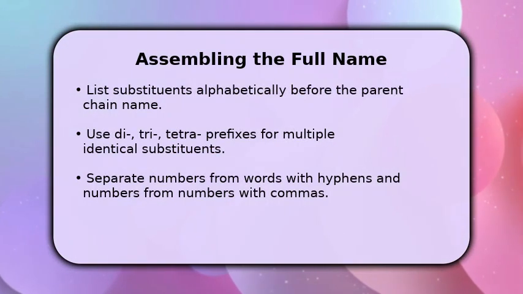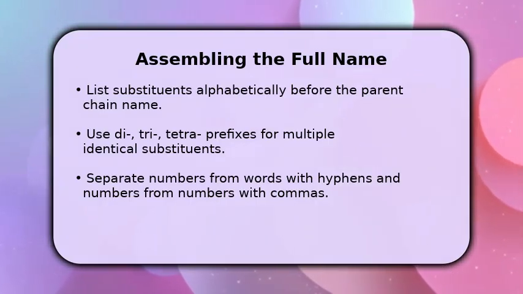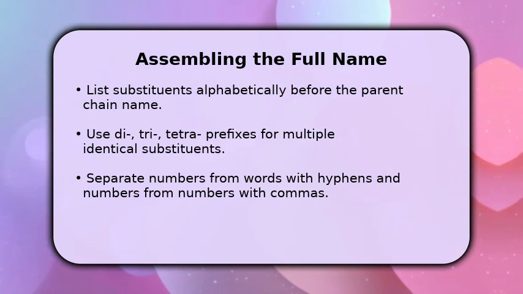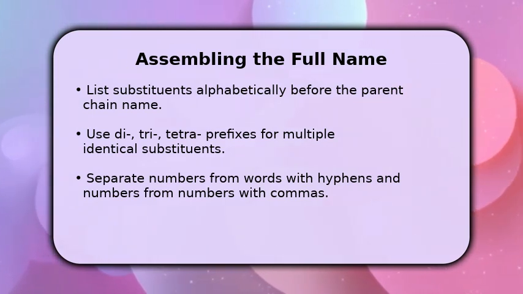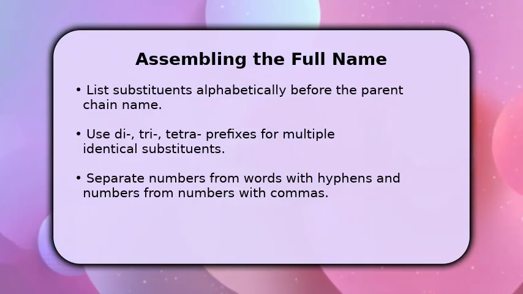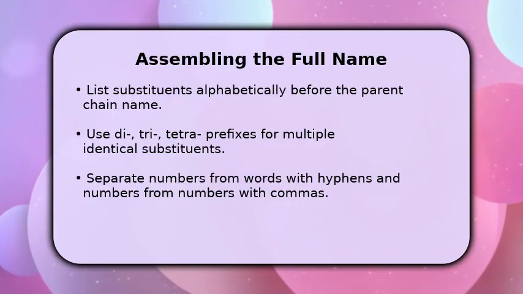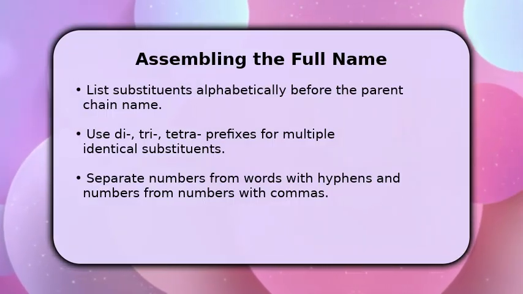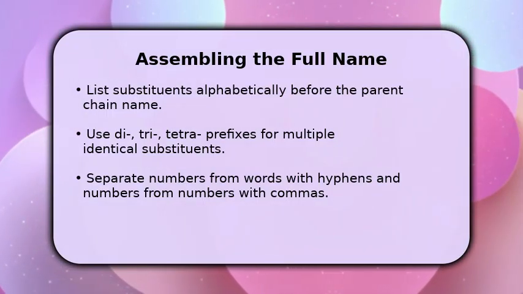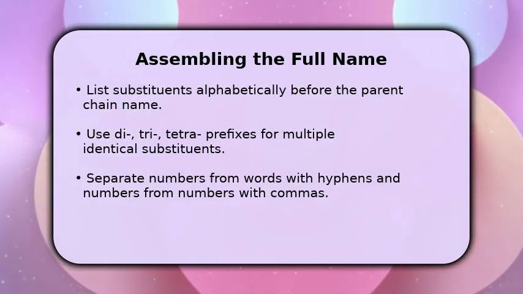Finally, let's assemble the full name. List all substituents alphabetically before the parent chain name. If you have multiple identical substituents, use prefixes like di for 2, tri for 3, or tetra for 4. Remember to separate numbers from words with hyphens and numbers from other numbers with commas. Practice is key to mastering these rules and confidently naming organic compounds.